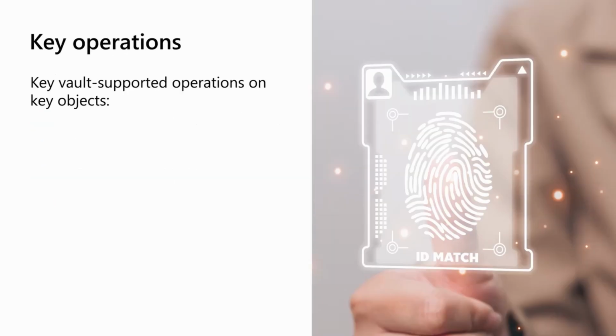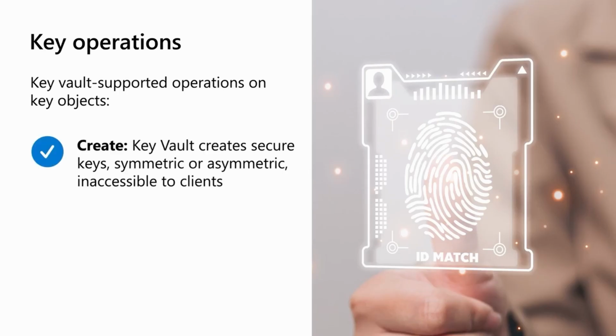Key Vault supports multiple operations that enable secure management of keys. Let's take a closer look at some of the key functions. The first key function is Create. This operation allows a client to create a key in Key Vault. When creating a key, the key's actual value is generated by Key Vault itself and stored securely. The client does not have access to the key's value. It is worth noting that Key Vault supports the creation of both symmetric and asymmetric keys.